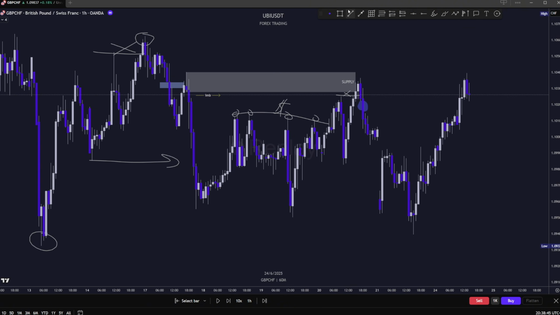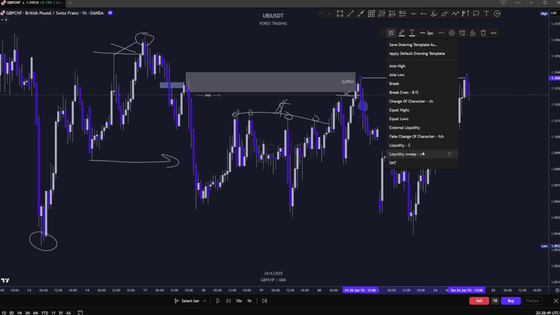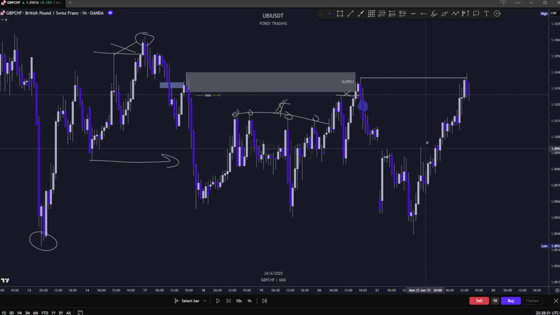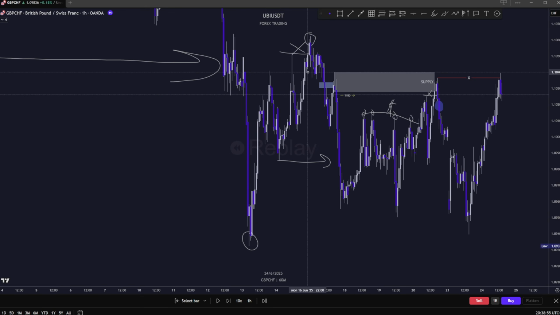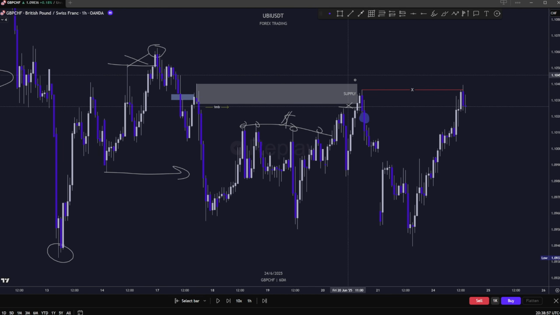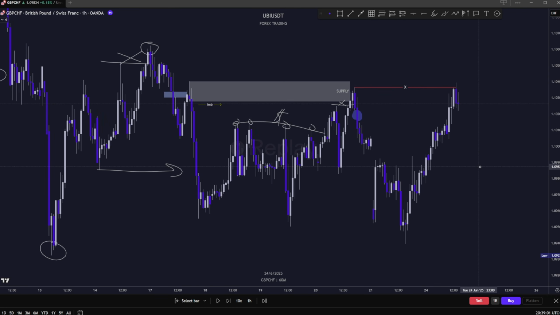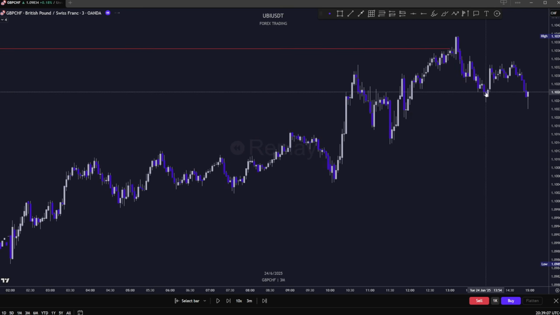But what did price do? Price swept the supply zone, for several reasons of course. It needs liquidity, so we have a liquidity sweep. But on the higher time frame, we are on bearish order flow. Price is in a supply zone, we have swept liquidity, and price here has now swept liquidity. What we know is that we have bearish order flow. We are switching to the lower time frame, and let's see what happens.